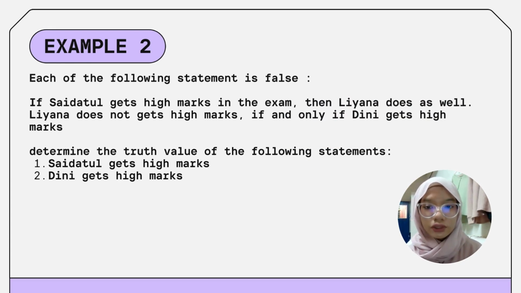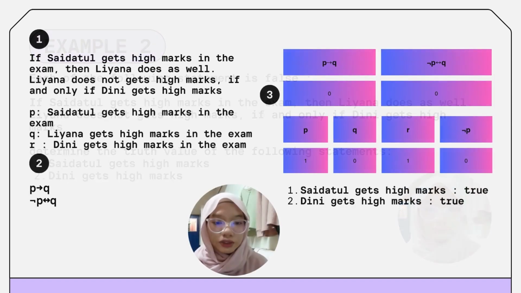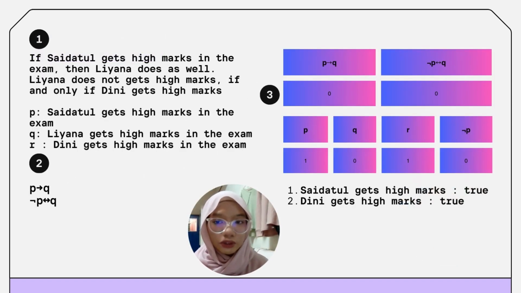For example 2, each of the following statements is false. If Saidatul gets high marks in the exam, then Liana does as well. Liana does not get high marks if and only if Dini gets high marks. Determine the truth value of the following statements. First, Saidatul gets high marks. Second, Dini gets high marks. I will show you how to answer this question.